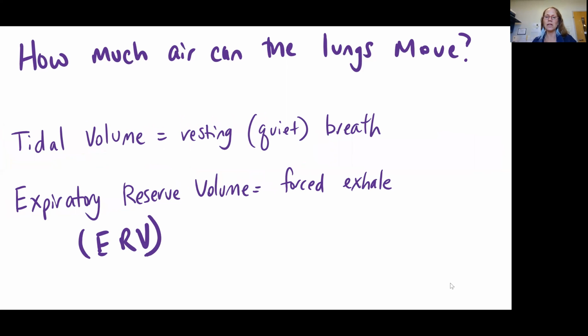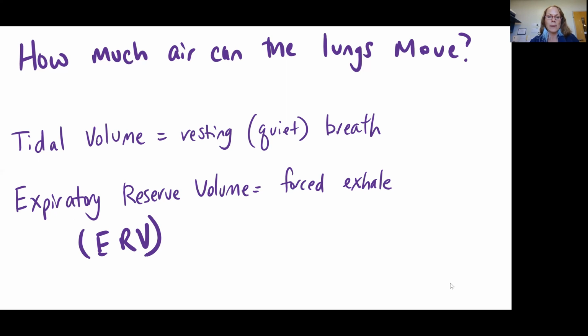We can have the same conversation about our exhales. So we know that we have a quiet exhale, part of our tidal volume, the relaxation of the diaphragm and the external intercostals. We also know that we could force out more air, right? And so you're recruiting more muscles from your thoracic cage and muscles from your abdominal cavity to really pull down on that thoracic cage, compressing your lungs, pushing that air out. That forced exhale is your expiratory reserve volume. So I can do my quiet exhale, stop, and then exhale some more.